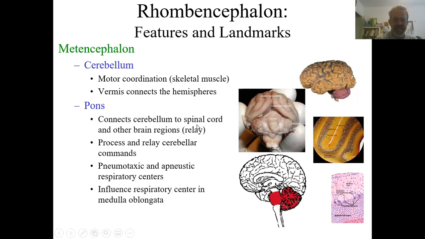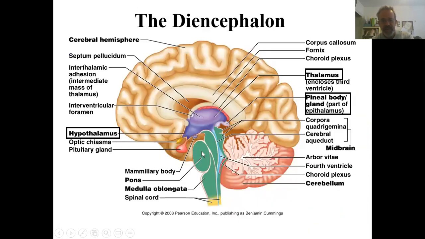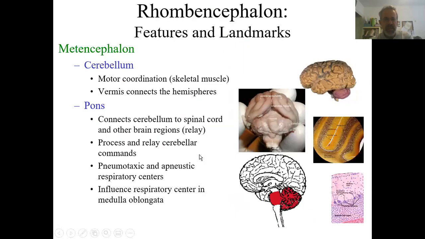The other part of the metencephalon is the pons. That is this area. It's also going to be this area. It's called the pons. It's a relay center. Remember, the relay center for sensory information was the thalamus. We have another relay center that conveys information between the cerebellum and the spinal cord, as well as other regions. So the pons is also kind of a relay center. But more importantly, it actually plays a very important role in breathing.